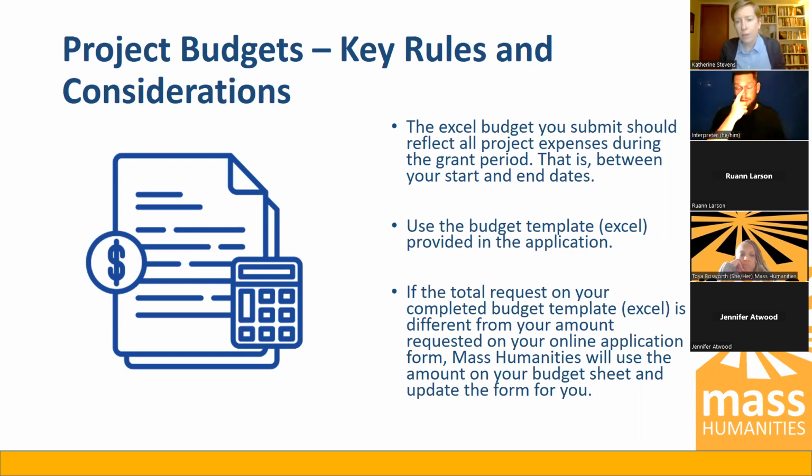And also, if the total request on your completed budget template in Excel is different from the amount that you listed in the application in that amount requested field, Mass Humanities will use the amount that's on your budget sheet and will update the form for you. So always double check to make sure that those are the same, the amount you request in the field on the application and the total you request in your template. Double check that, but if for any reason there's a discrepancy, Mass Humanities will use what is listed on the actual template in the budget sheet.